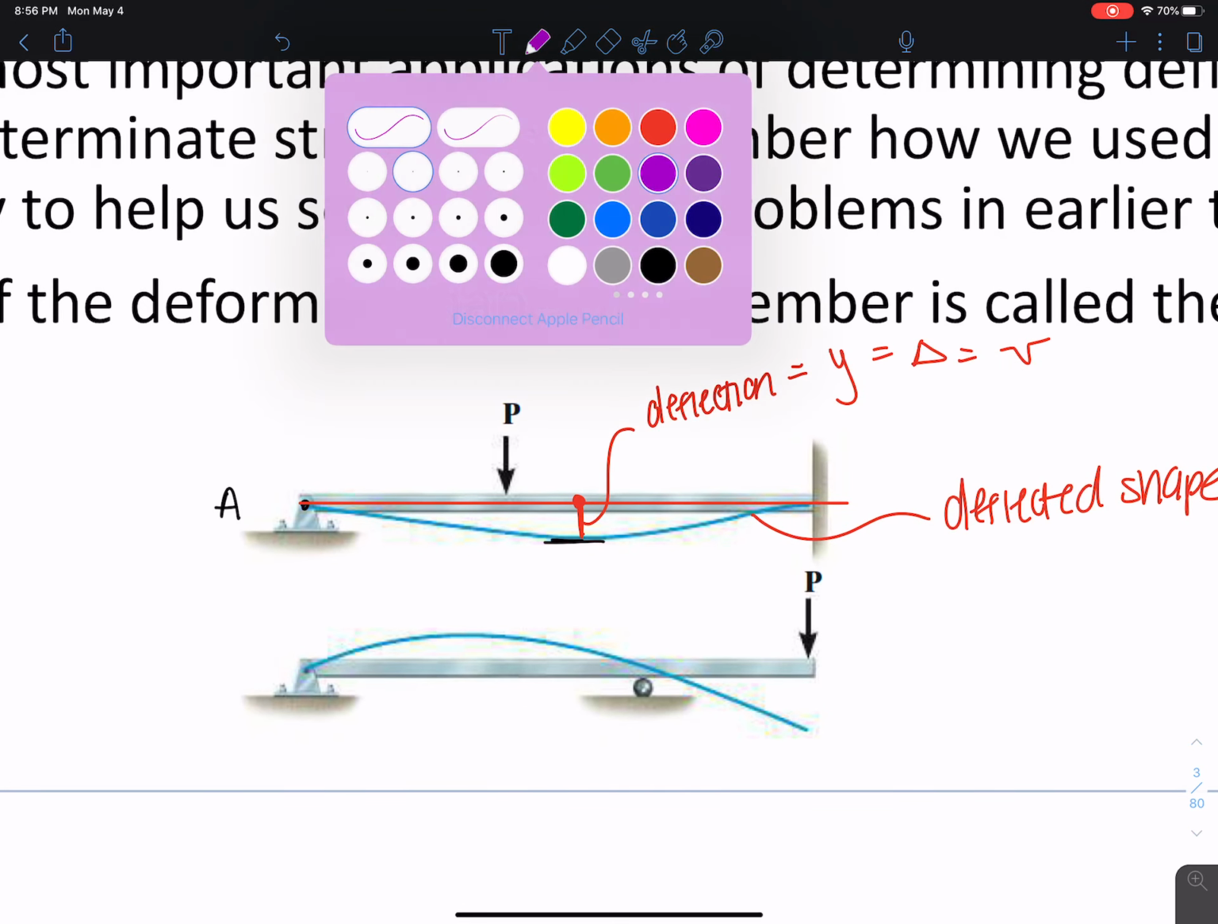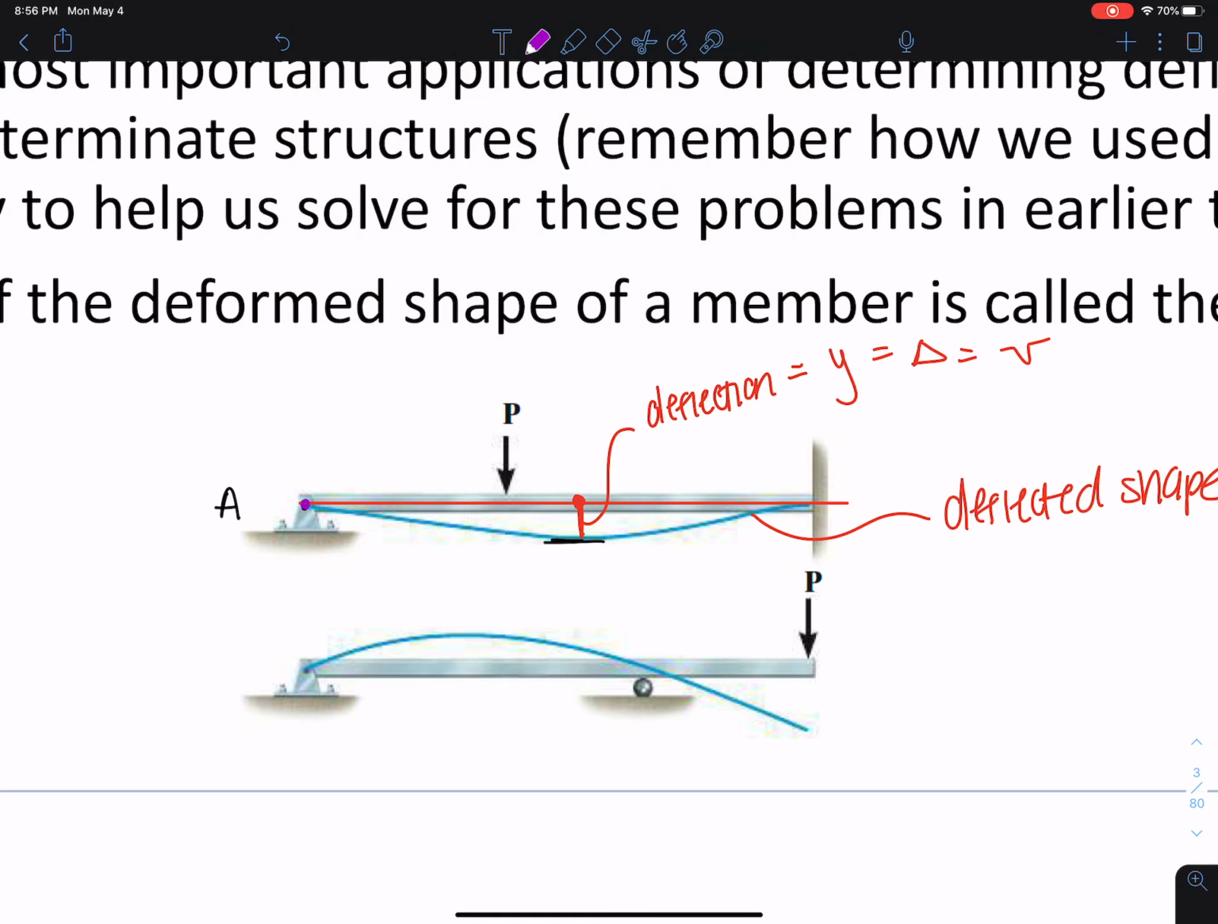Now, in terms of rotation, let's look at the rotation at point A. So how do we figure out the rotation? Well, we draw a tangent line to the deflected shape, and we see that there's some angle that it's changed by from the original shape, and this angle theta is the rotation.